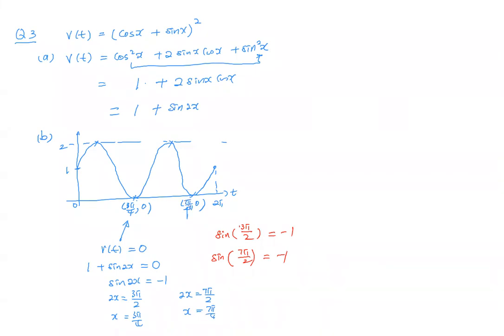Okay? So if the question asks for the exact value, then you can do it like that. But in this question, they say state the time when the object is momentarily at rest. So you can just use your graphic calculator and get the answer. You get me?